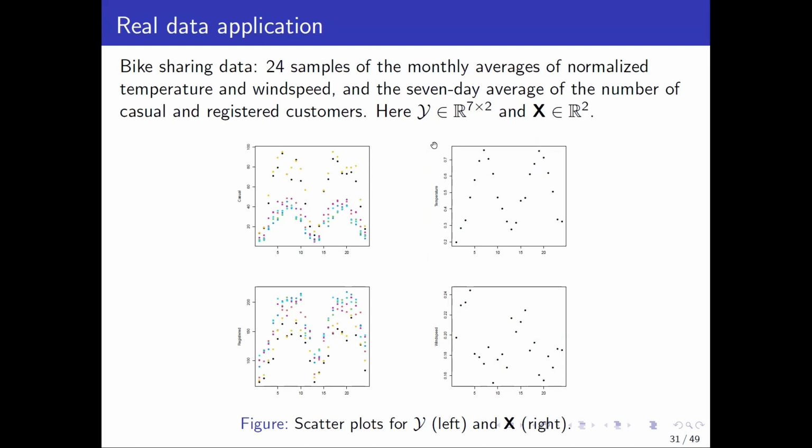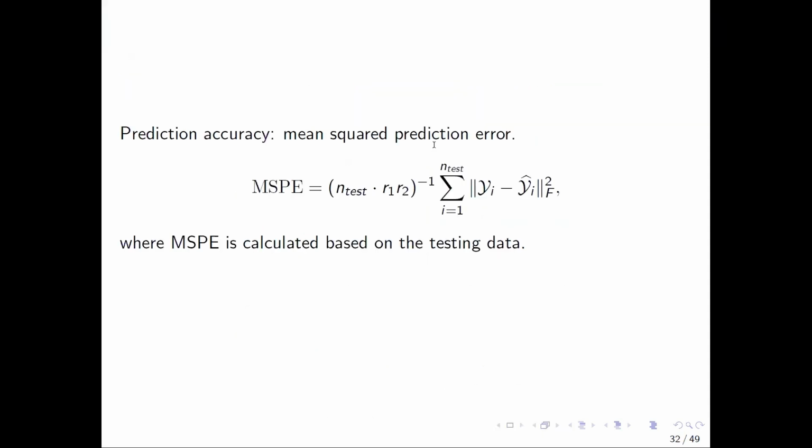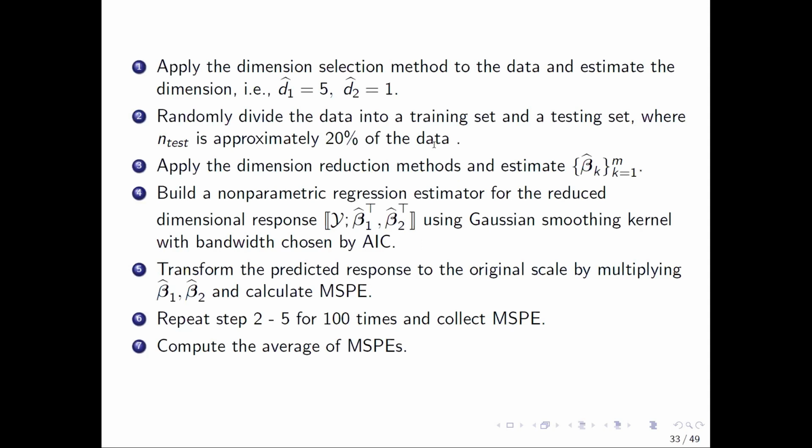All right, going back to the bike sharing data, we applied our approach to check the prediction performance. To do so, we calculated the mean square prediction error, which compares the predicted response and the actual response and checks the differences. If a dimension reduction approach produces a smaller MSPE, it means that approach is generating more accurate prediction. Let me briefly show you how we generated the prediction on the tensor response.